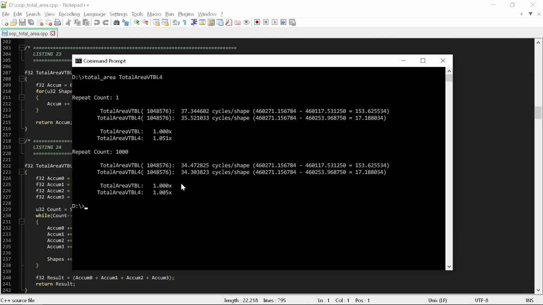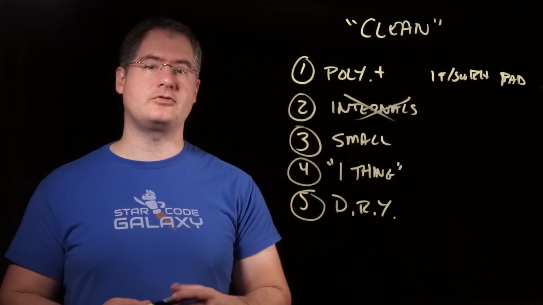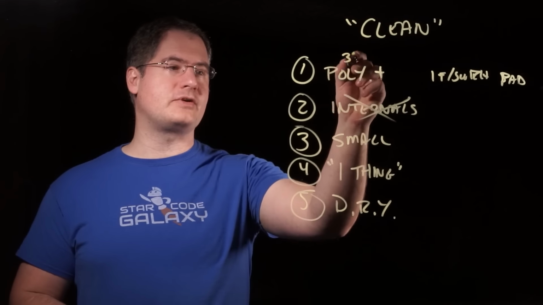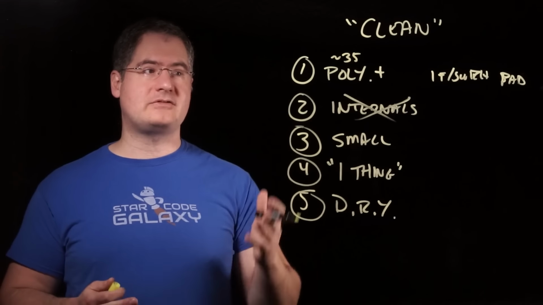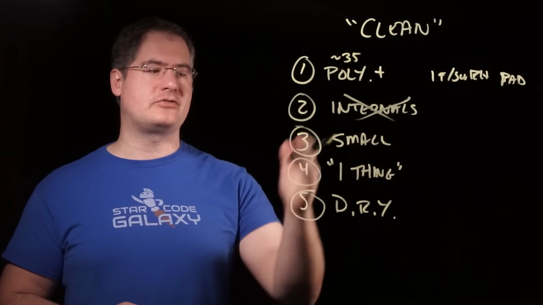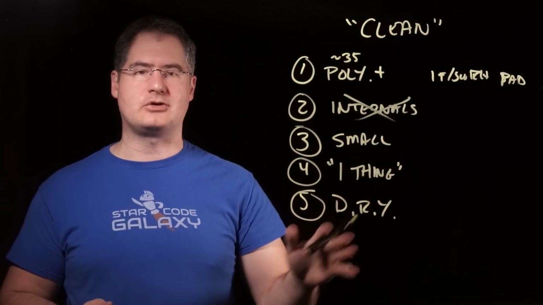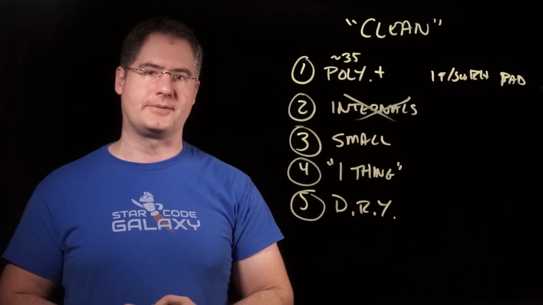It's around 35 cycles to do this thing. Maybe it gets down more towards 34 sometimes if you're really lucky. So the clean version of our code took around 35 cycles to actually do each shape. That's what we're doing if we use polymorphism, no internals, small, one thing, don't repeat yourself. We're not violating any rules here.